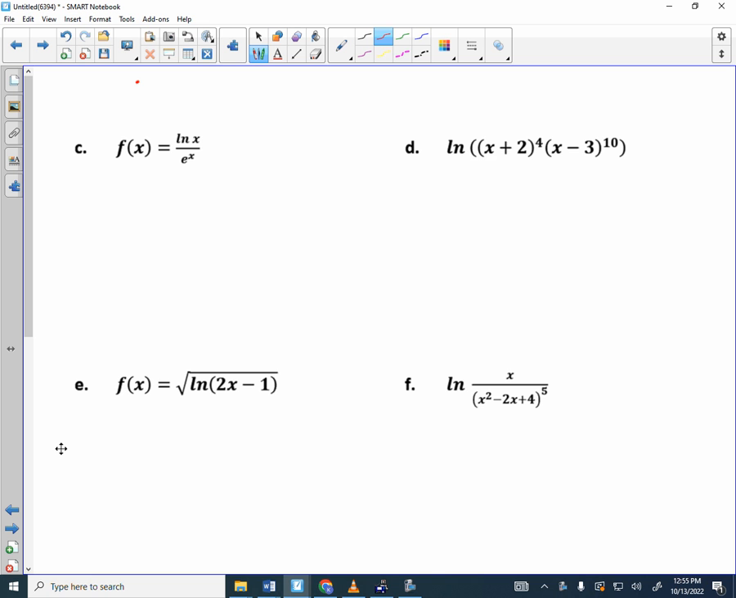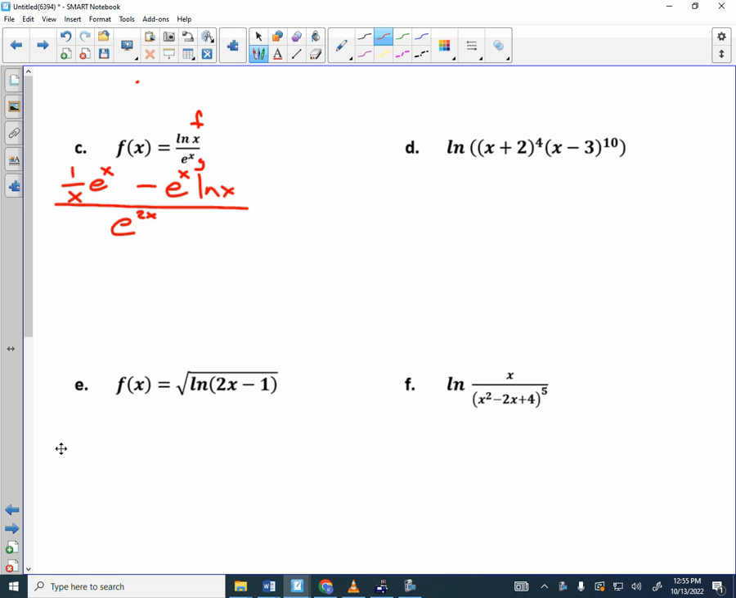Okay, tell me something about example C. Quotient rule. Excellent. You guys are good. Good job. So I'm going to use the quotient rule. And the quotient rule says the derivative of the top, which is? Awesome. So 5 times is the charm. We got 1 over x times e to the x minus e to the x times natural log of x, all over e to the x squared, which is e to the 2x.